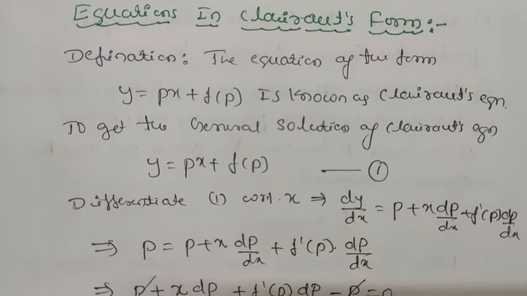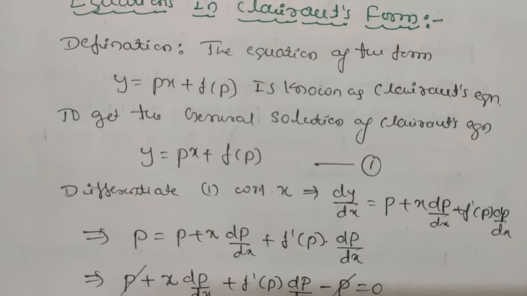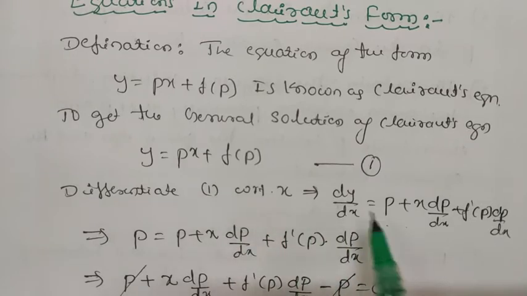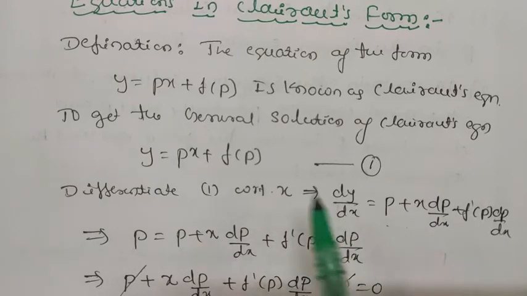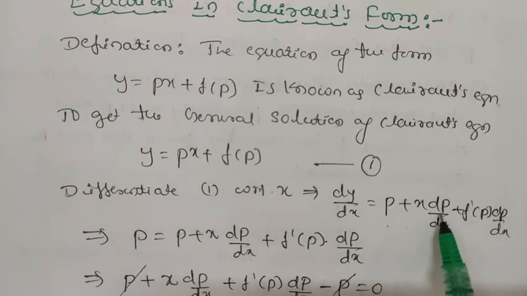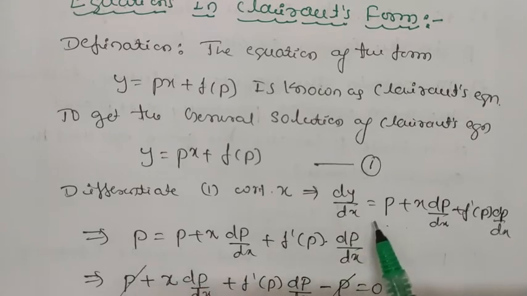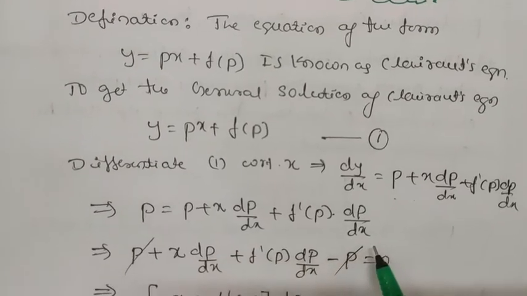Let us differentiate equation 1 with respect to x. Then we have dy by dx equals p plus, it is a product of two functions, p as it is, the root of x is 1, plus the second function x as it is, the root of p is dp by dx, plus f dash of p into dp by dx. So we know dy by dx is denoted by p. So p equals p plus x dp by dx plus f dash of p into dp by dx.